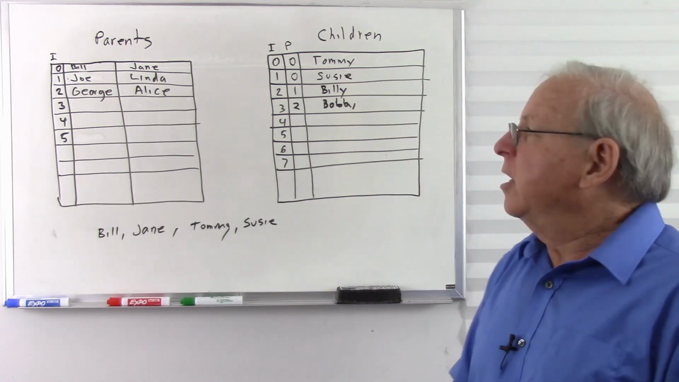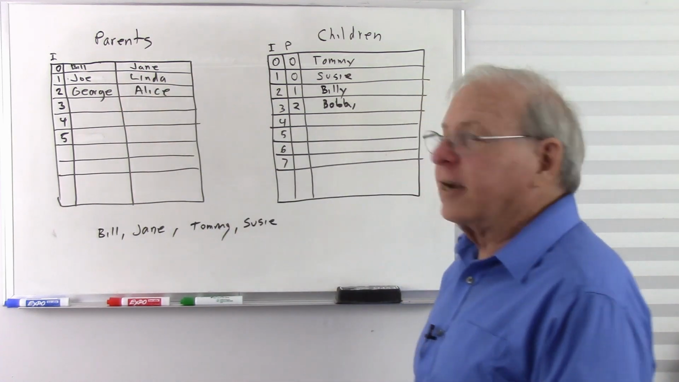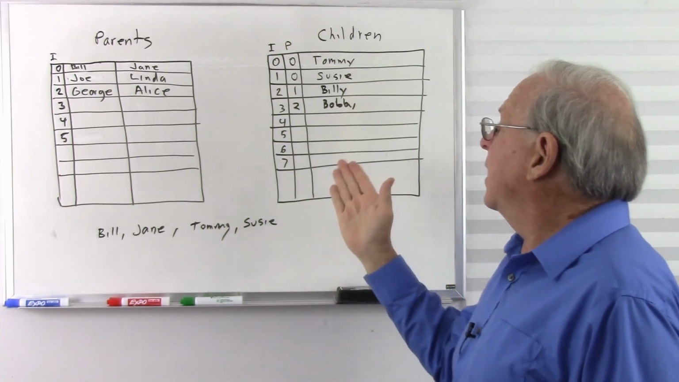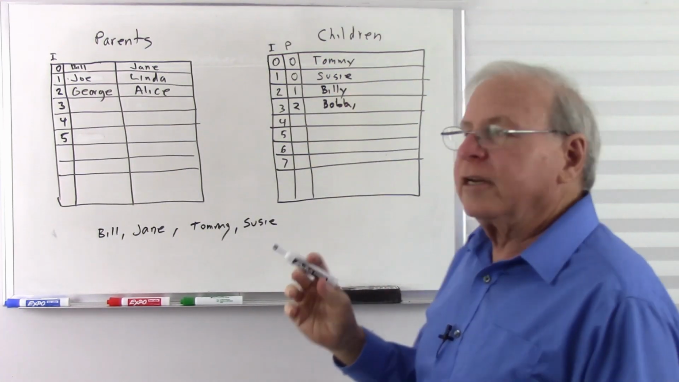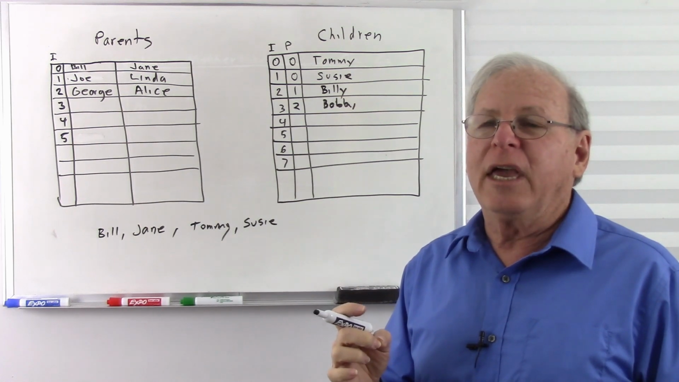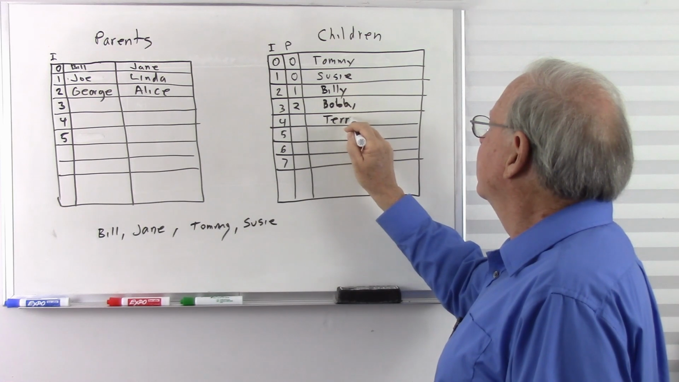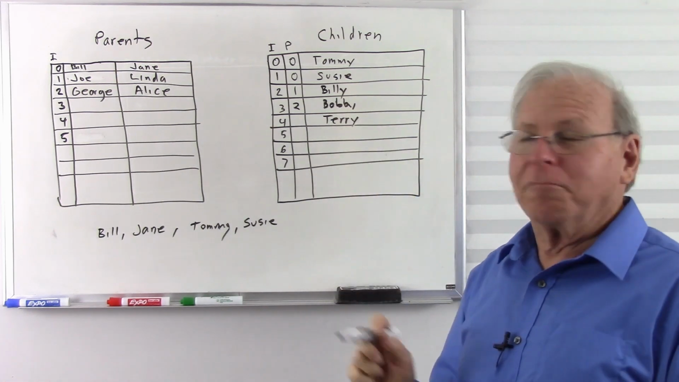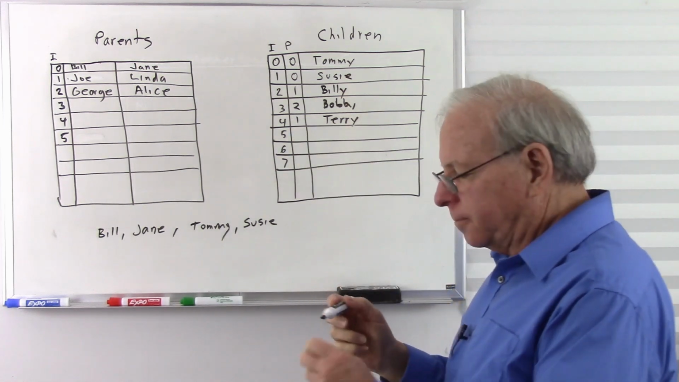So we go to update this database, we get some information, and we find out that Joe and Linda had another kid. So how do we put that in there? Do we have to do any rearrangement? No, not really. Joe and Linda had another child. That child's name is, let's say, Terry. Is it a boy or a girl? Terry. That goes back to Joe and Linda, so we put a 1 there.